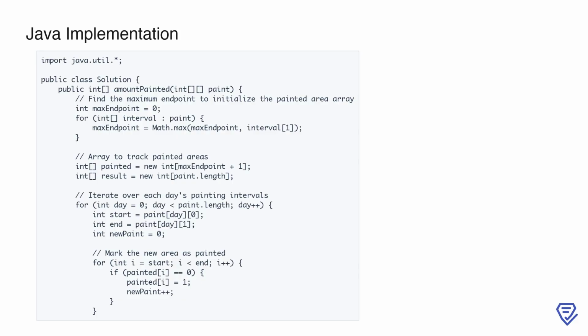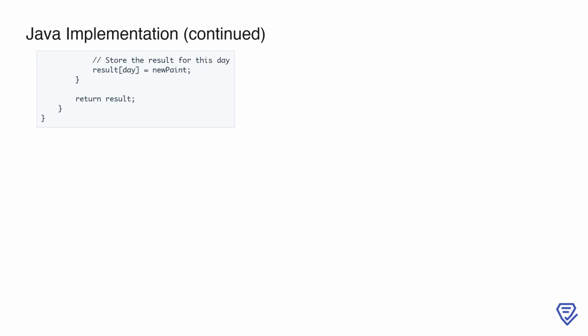We iterate through the paint array, comparing each interval's endpoint to update max endpoint. Once we have the maximum endpoint, we create an array called painted to keep track of the painted sections, initializing it to fit the entire range of possible positions. We also define a result array to store the amount of new area painted for each day. Next, we process each interval in the paint array. For each day, we extract the start and end points of the interval and initialize a counter, new paint, to track the area newly painted for that day.